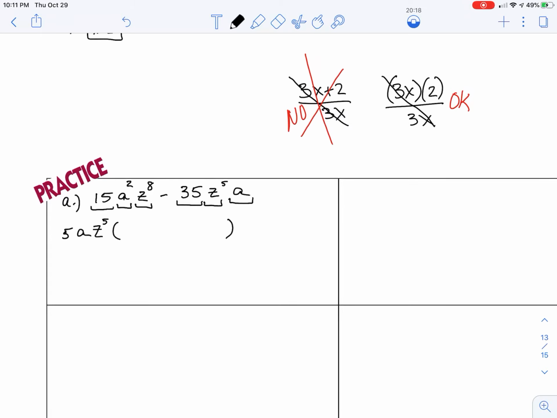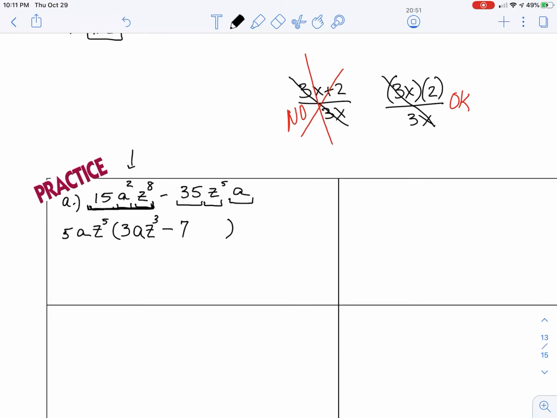Now we're going to put back in parentheses what it would take to come back to that form. So I have a 5az to the 5th as our greatest common factor. What would it take to multiply to come back to this 15a squared z to the 8th? Well, we would need a 3 times the 5 to give me 15. I have one a out here in the greatest common factor, but I have a squared right here. So I would need another a, and I would need 3 more z's.